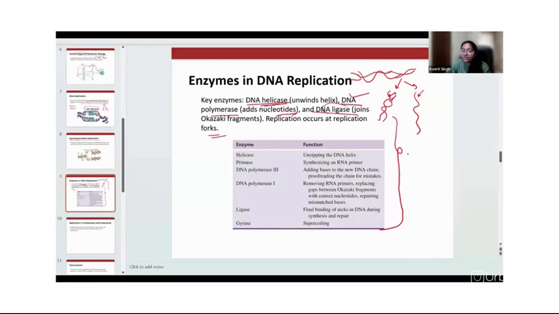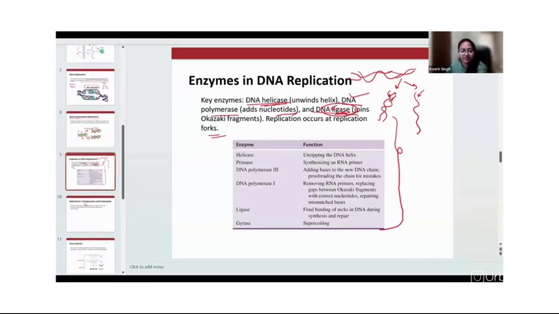What will this DNA ligase do? This ligase will join the fragments. Suppose there is any nick, suppose there is an absence of a nucleotide. After the completion of the process, if there is any kind of nick present in the newly synthesized DNA, that nick will be joined by DNA ligase. We will study this in detail, how they are doing these processes, right?